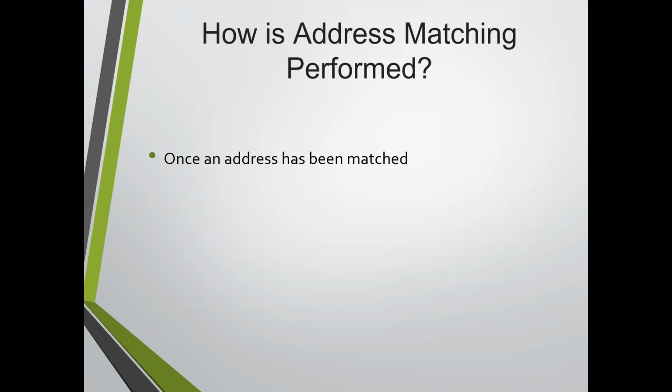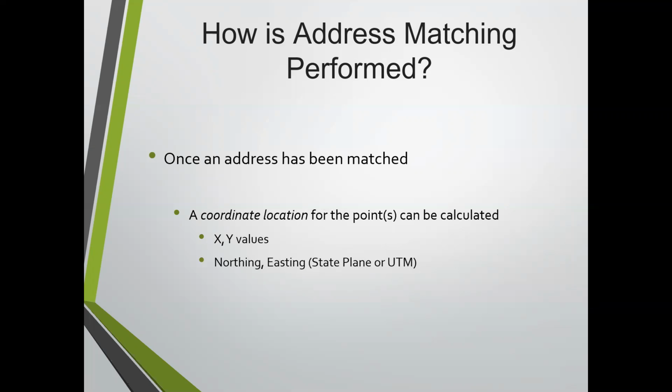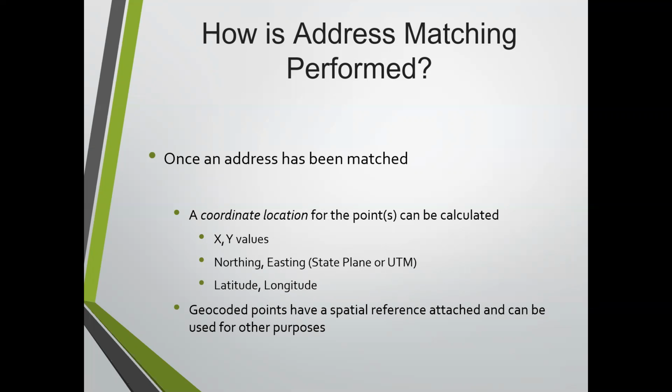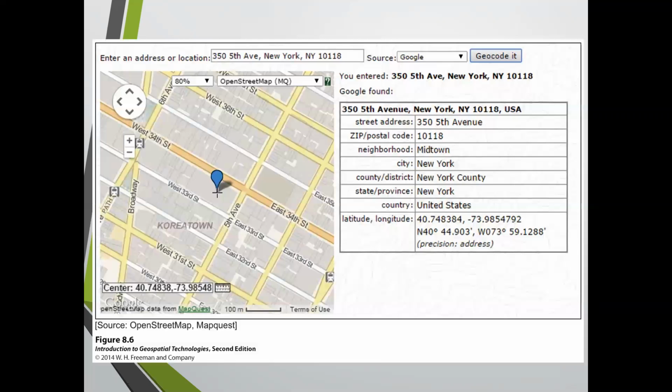Okay. So once your address has been matched, a coordinate location can be calculated, and that, of course, can be matched to your position with GIS. So it gives you maybe an XY value, maybe a northing and easting, like UTM, or possibly a lat long, one of those types of things. And once you have that information, then you can match that to your location in GPS. So that gives you that spatial reference, and then that can be used for other purposes as well.